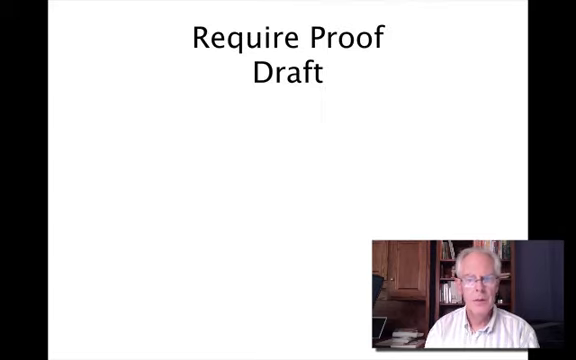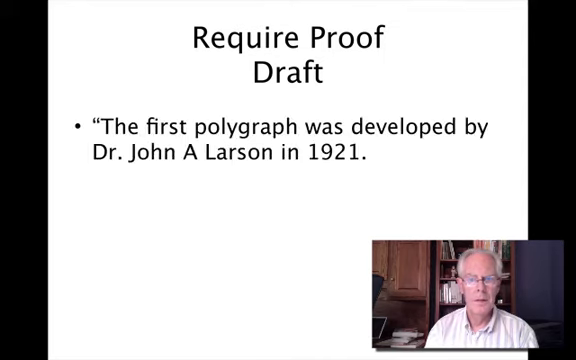So let's look at some of these. Here's the first one that we put up there as a criterion. It must require proof. So let's say you wrote a thesis statement like this one that we're calling our draft thesis statement here. The first polygraph was developed by Dr. John A. Larson in 1921. Well, it doesn't require any proof. It's simply a statement. So you can't really do anything with that thesis statement except state that. You can't develop it. You can't prove it.